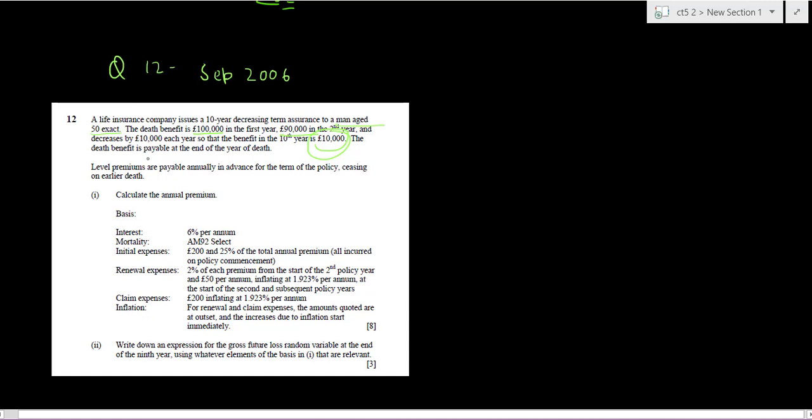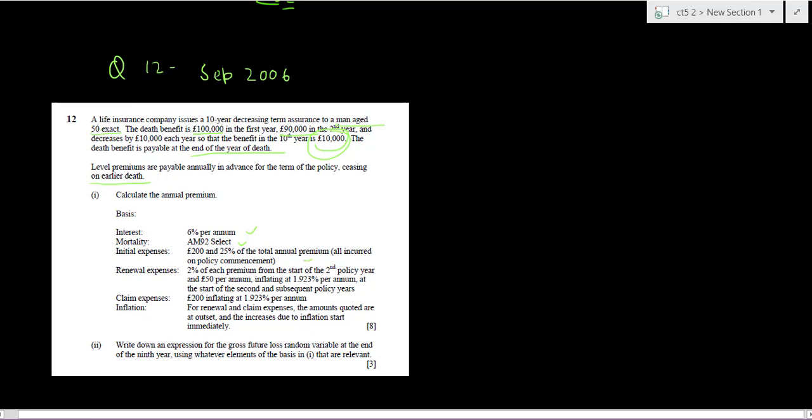The death benefit is payable at the end of the year of death. Level premiums are paid annually in advance for the term of the policy ceasing on earlier death. So premiums are payable in form of a temporary annuity. Interest is 6% per annum. AM92 select is the mortality. Initial expenses are 225% of the total annual premium.